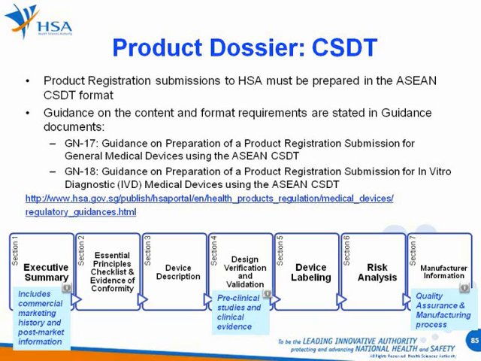The CSDT format requires information for the 7 listed sections. Section 1, Executive Summary, which entails information on the commercial marketing history and the post-market information. For example, reported adverse events or initiated field safety corrective action recall of your product. Section 2 is the Essential Principles and Evidence of Conformity, which consists of an Essential Principles Conformity Checklist to be prepared by the product owner.